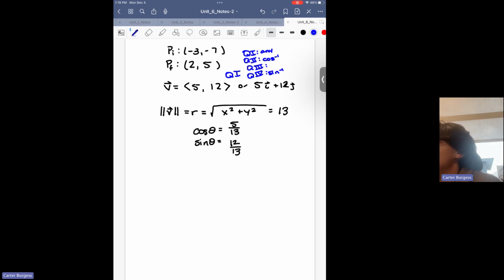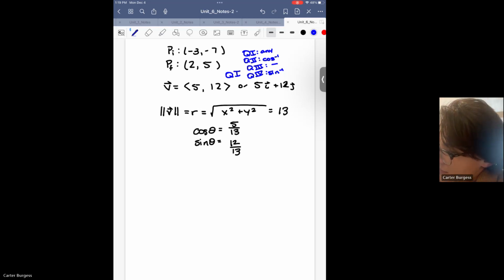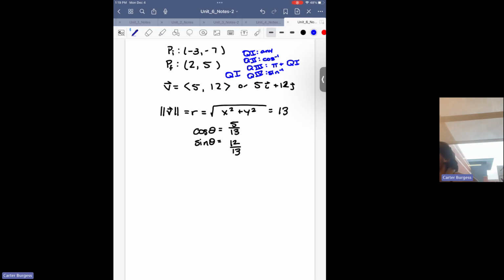How do I get to quadrant 3 from something that I can actually compute very nicely and easily? Add pi to an angle from which quadrant? Yeah, from the first quadrant. So if we find a first quadrant angle and then add pi to it, that will take us to quadrant 3.